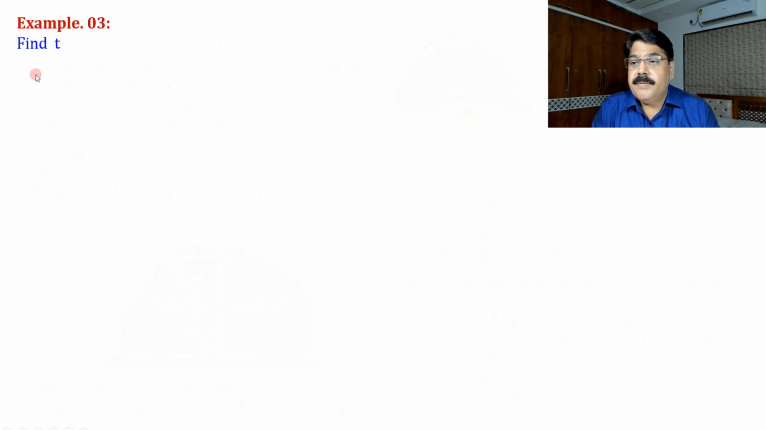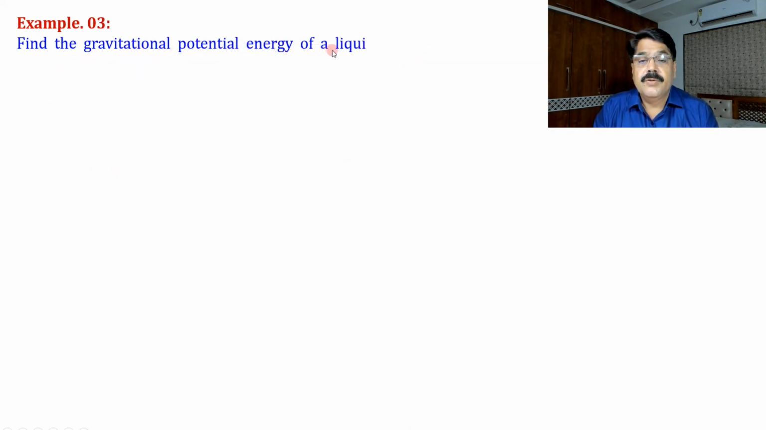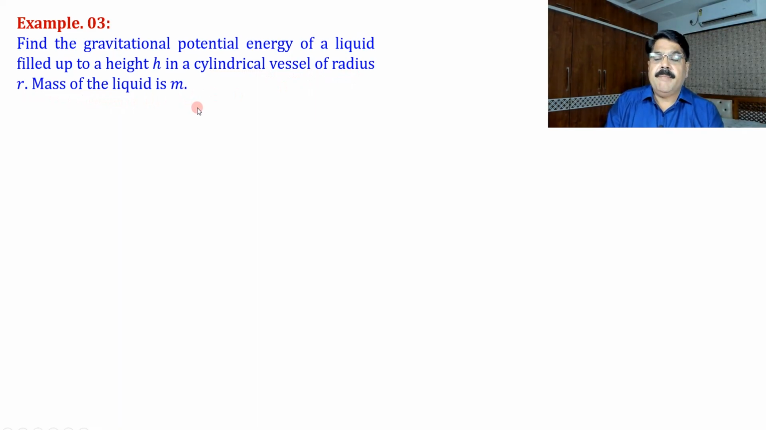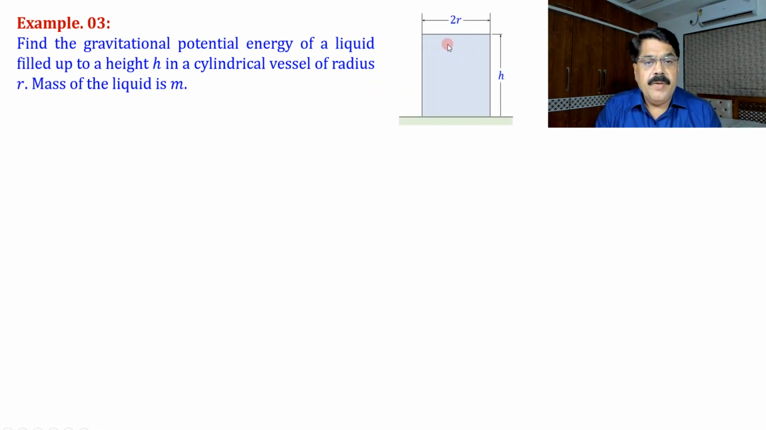Find the gravitational potential energy of a liquid filled up to a height h in a cylindrical vessel of radius r. Mass of the liquid is m. So the radius of this vessel is r, the diameter is 2r, and the liquid is filled up to height h. Of course, if it is liquid, it means we will say liquid of uniform density.